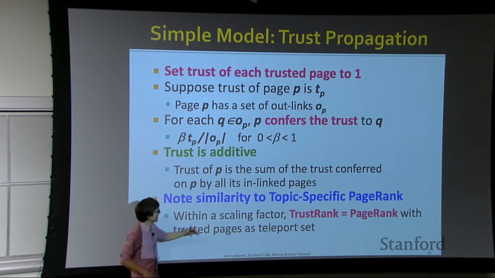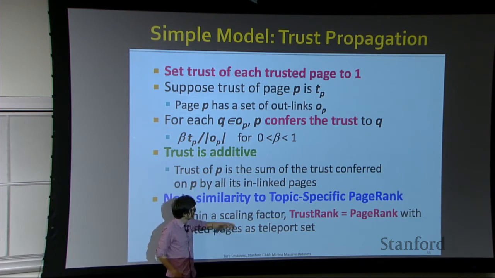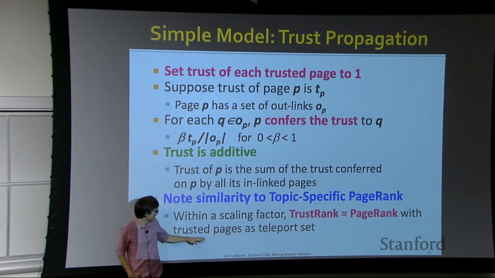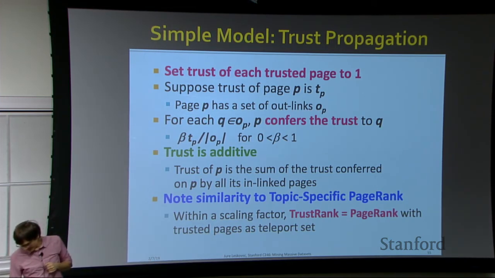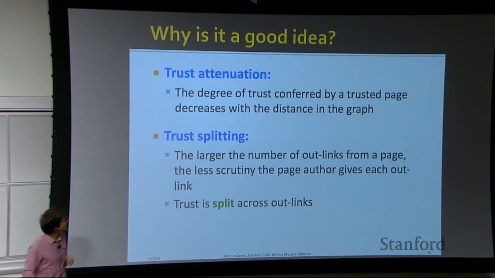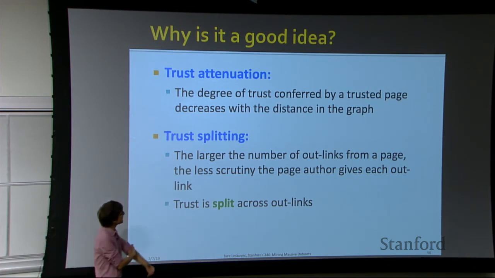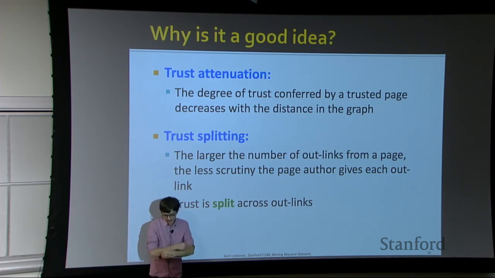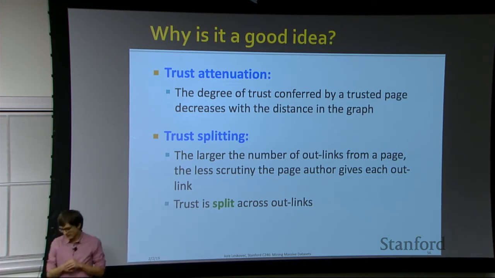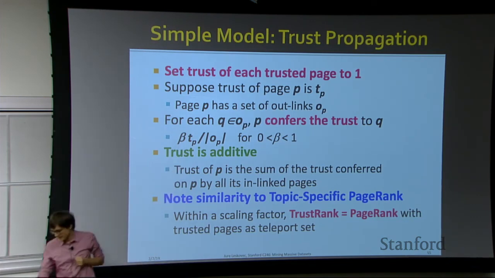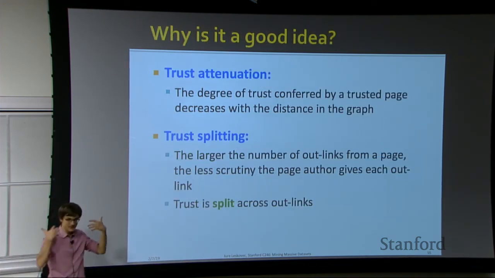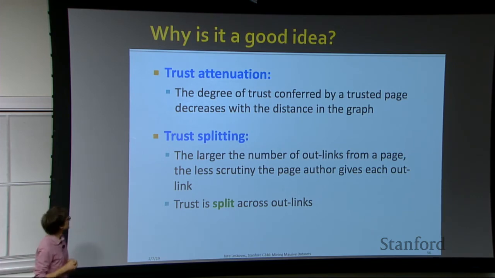So this idea of trust propagation is basically topic-specific PageRank with the teleport set being a set of trusted pages. That's essentially the idea. Now, why is this a good idea? It's a good idea because the degree of trust conferred by a trusted page decreases with the distance in the graph, because we are multiplying with this factor beta here, right? So the farther away you are from the trusted set, the less trust you will receive.